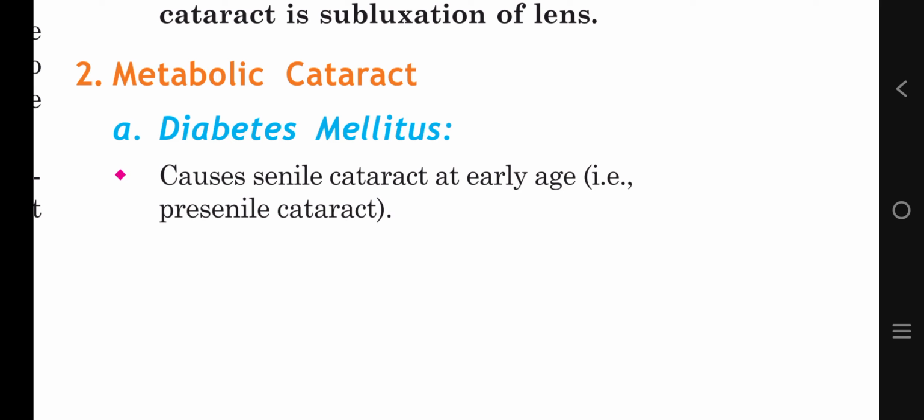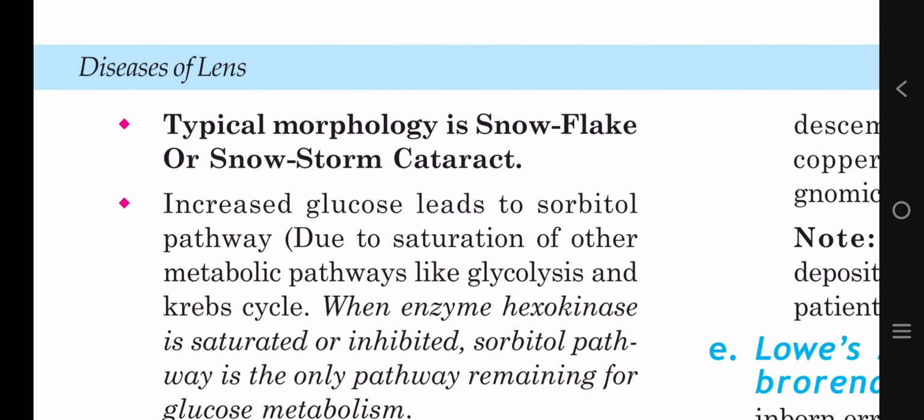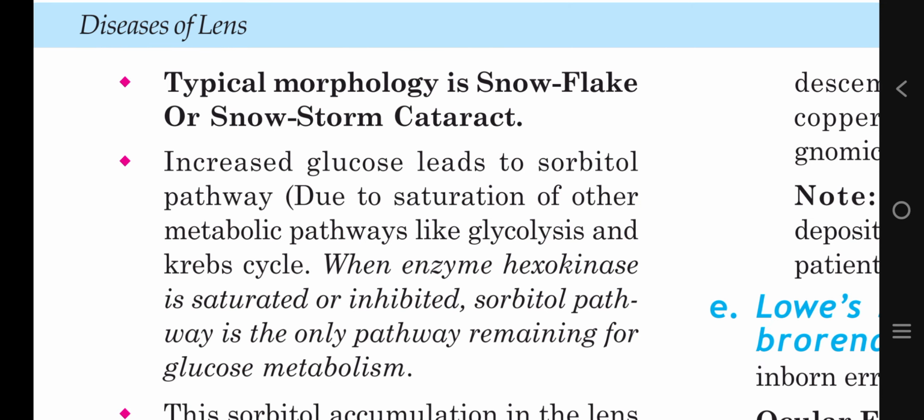There can also be hypocalcemia, and there can be galactosemia. There can be many other reasons. So first we will look at diabetes mellitus, which causes senile cataract at an early age. Next, what is present in it? A diabetes mellitus patient shows a typical morphology of a snowflake or snowstorm cataract. Like the lens looks like a snowstorm or snowflakes.